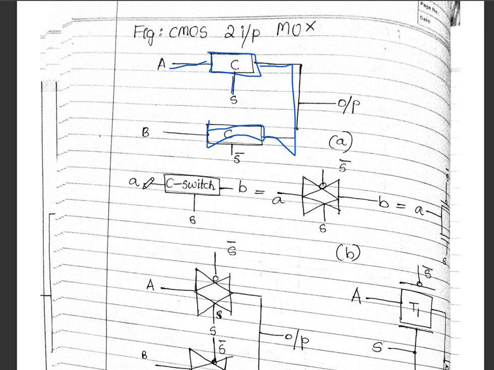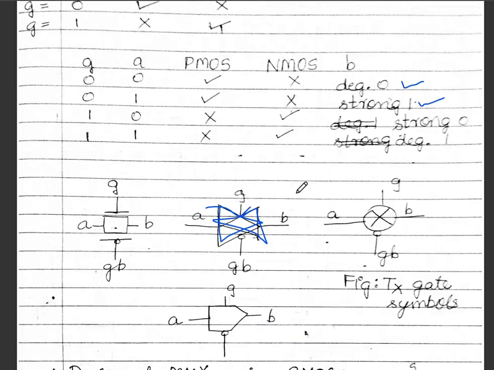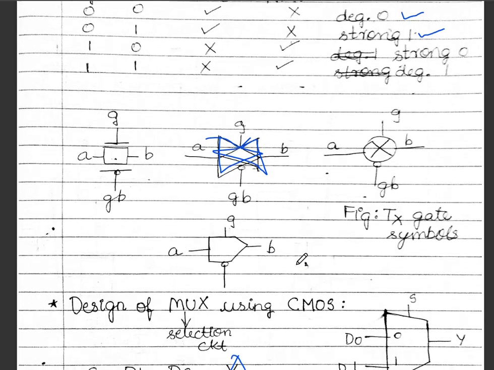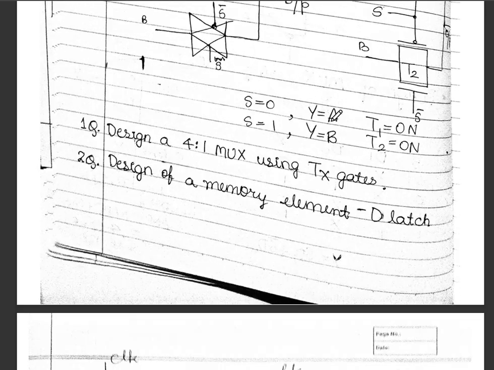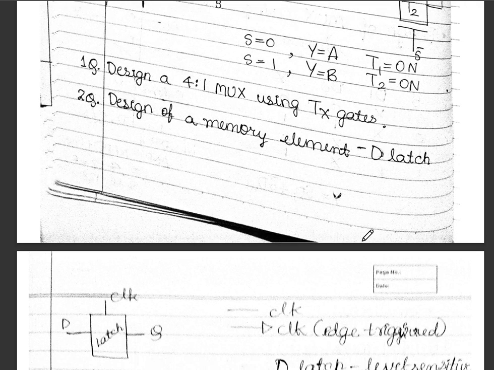Next one, similarly you can write like this. As previously I have shown the symbols of transistor gates, you can represent it in any one of the forms. These are different forms in which the 2:1 MUX can be represented using transmission gate. So here you can see these are the questions in the PYQs. Design a 4:1 MUX using transmission gates, and also the other question would be the design of a memory element, that is the D latch.